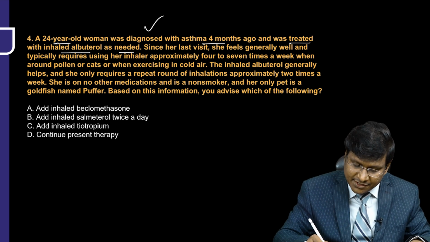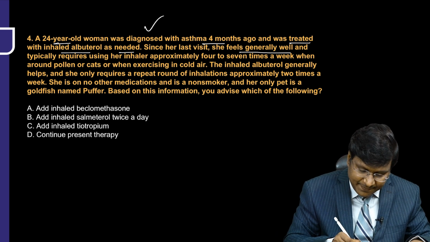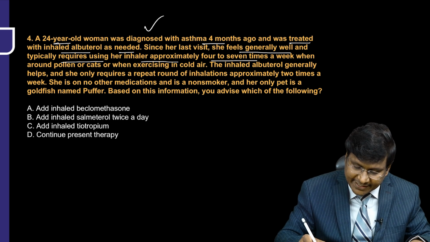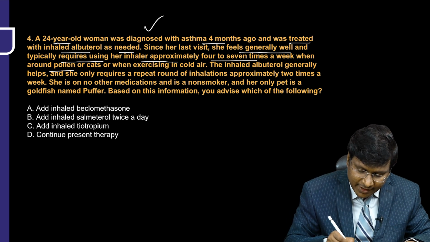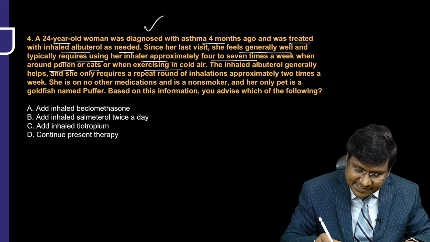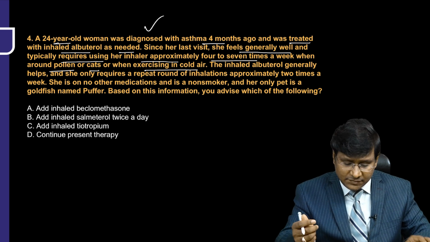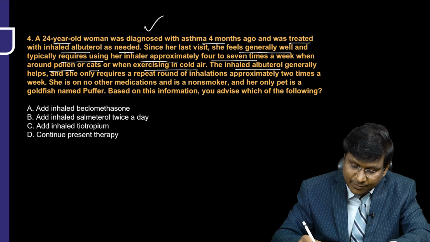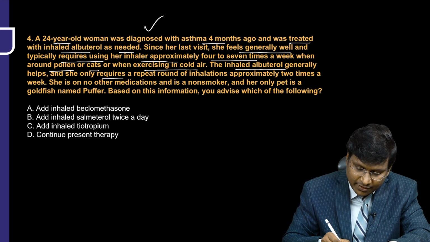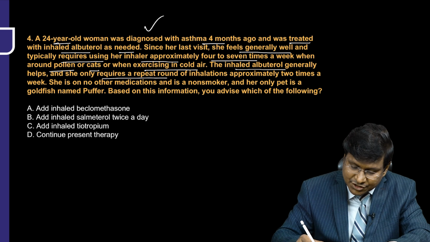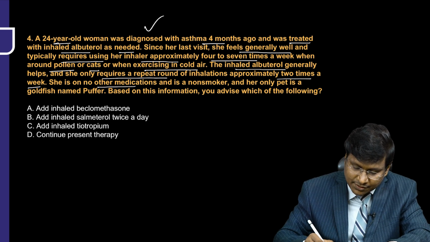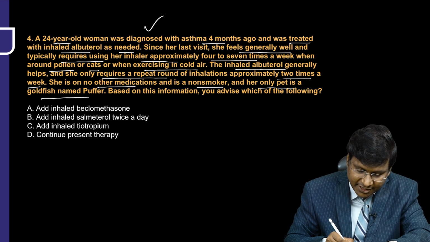Since her last visit, she feels generally well and typically requires using her inhaler approximately 4 to 7 times a week when around pollen or cats or when exercising in the cold air. So the requirement of the inhaler is almost 4 to 7 times a week. The inhaled albuterol generally helps and she only requires a repeat round of inhalation approximately 2 times a week. She is on no other medications and she is a non-smoker and her only pet is the goldfish named Puffer.